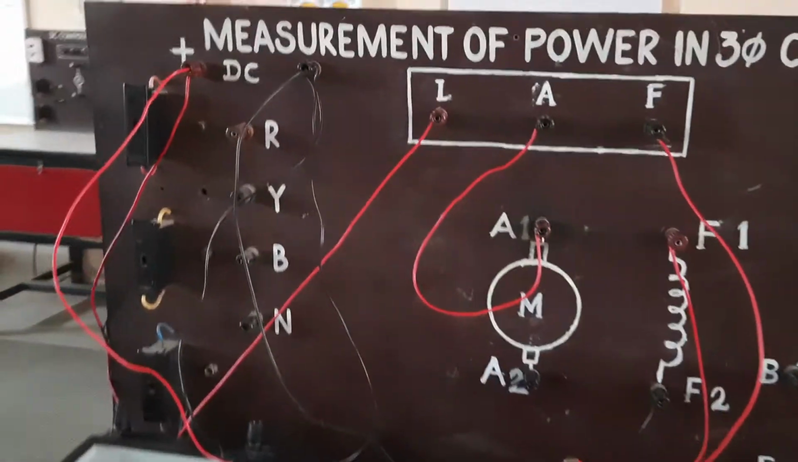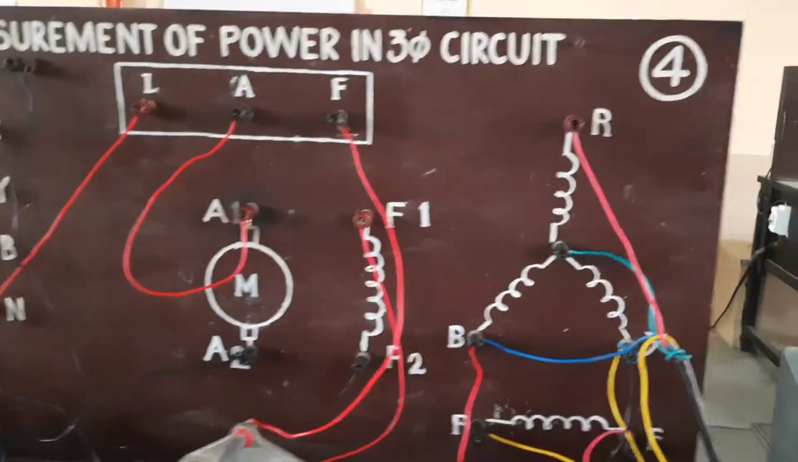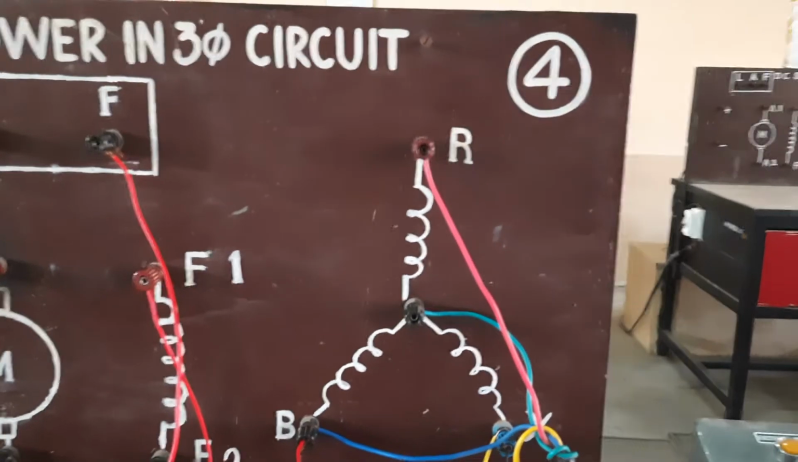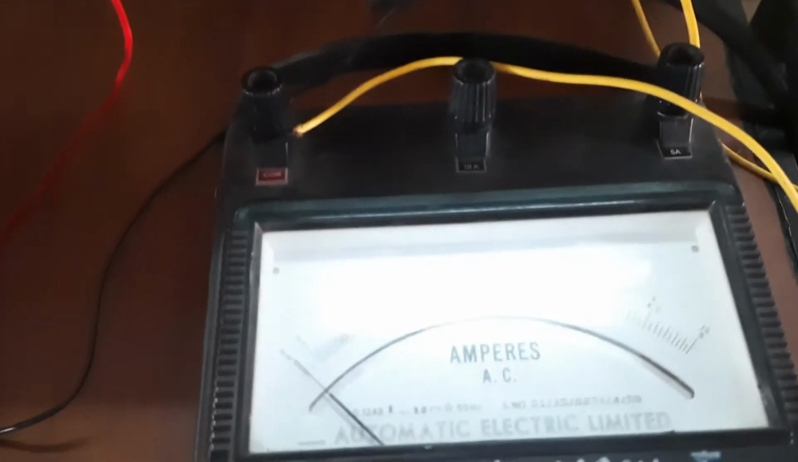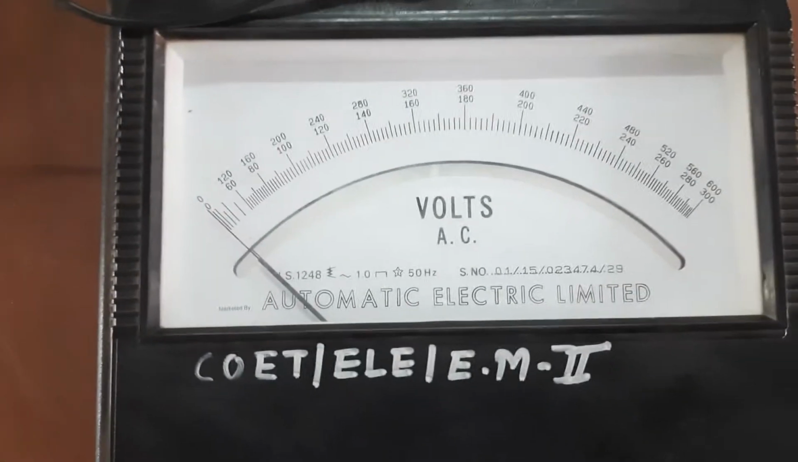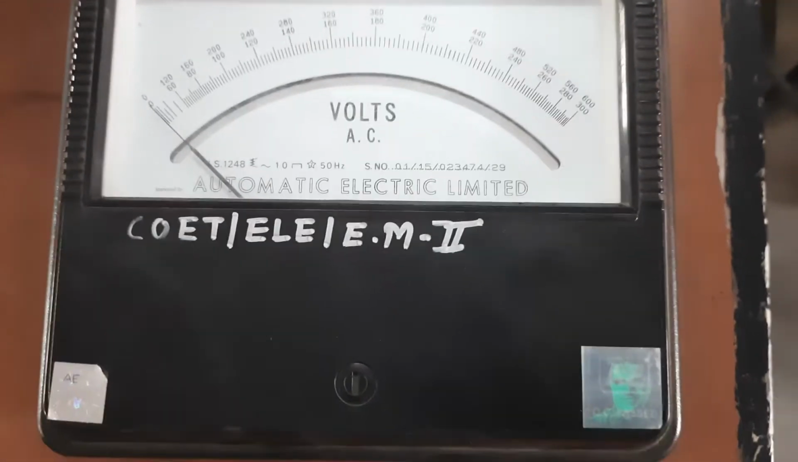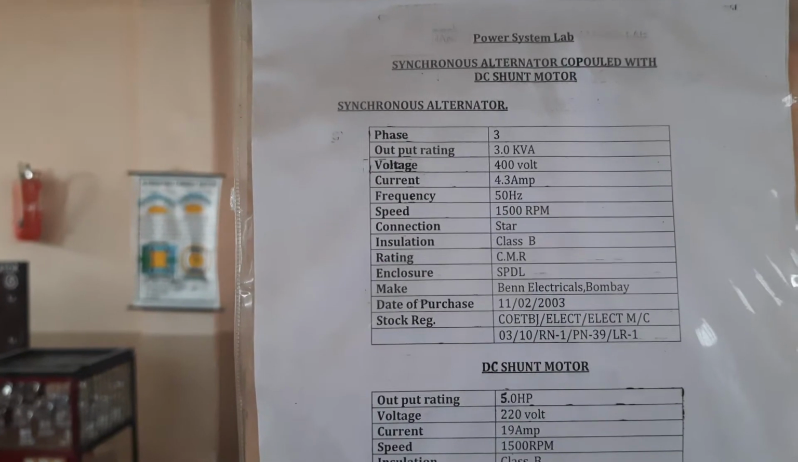Now the connection is simple. A DC shunt motor acts as the prime mover, and the three-phase alternator is star connected. A load is connected through an ammeter. The ammeter range is 0 to 5 ampere, and the voltmeter range is 0 to 600 volt, because our three-phase rated voltage is 400 volt.